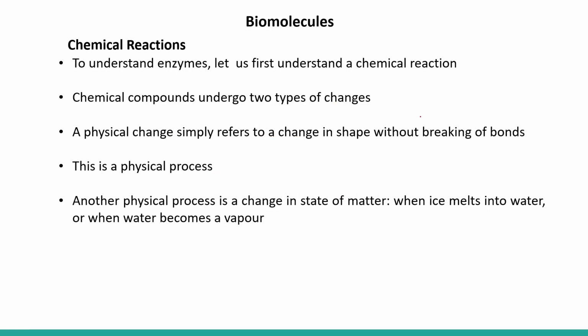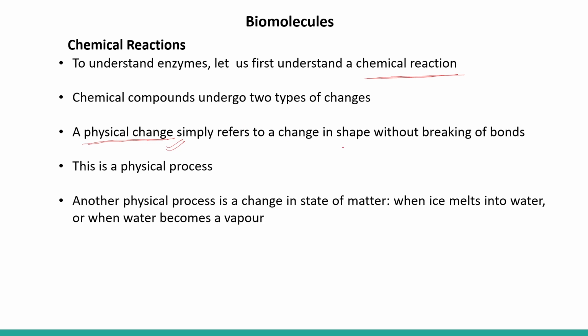Chemical reactions. To understand the enzyme, let us first understand the chemical reaction. So how do chemical reactions occur? Chemical compounds undergo two types of changes: physical change and chemical change. In a physical change, no new substance is formed.